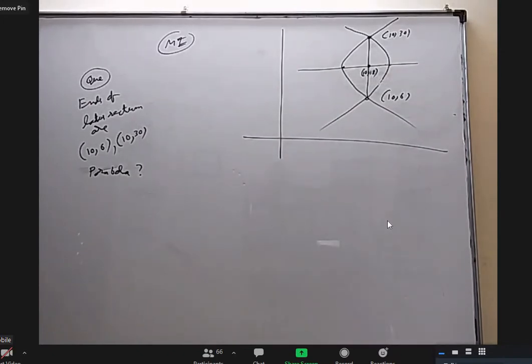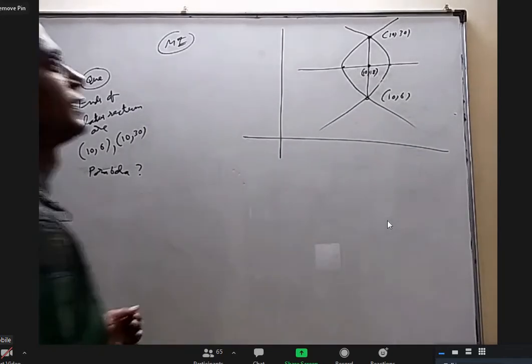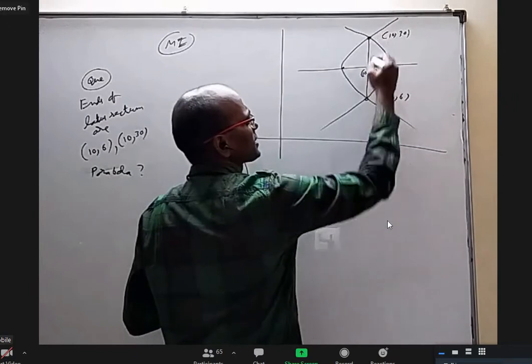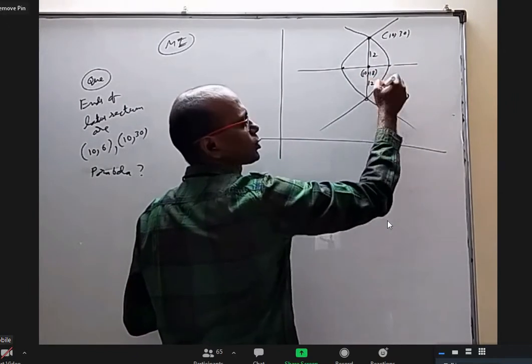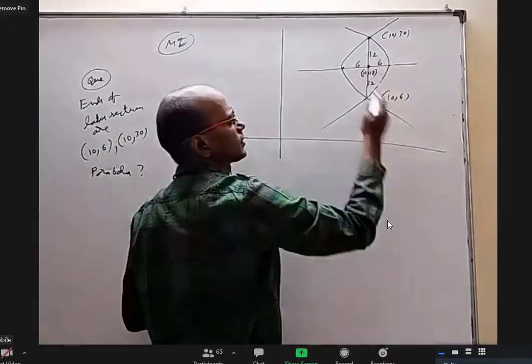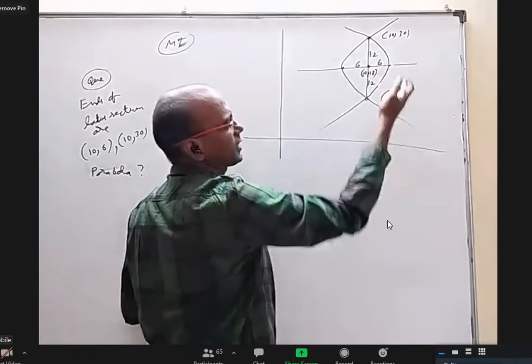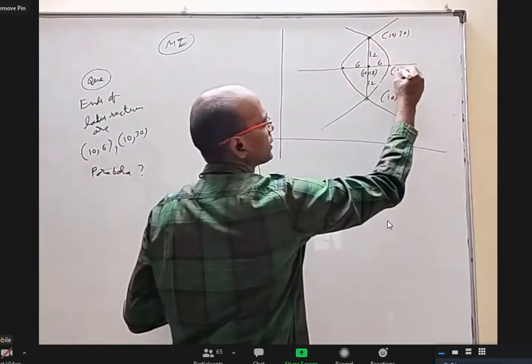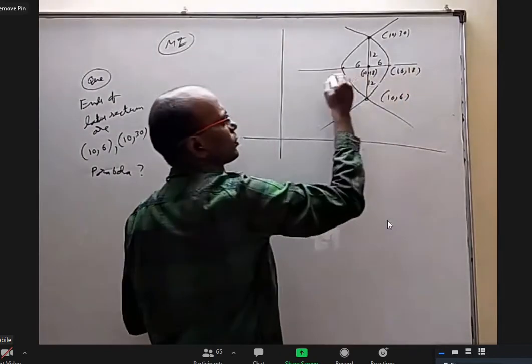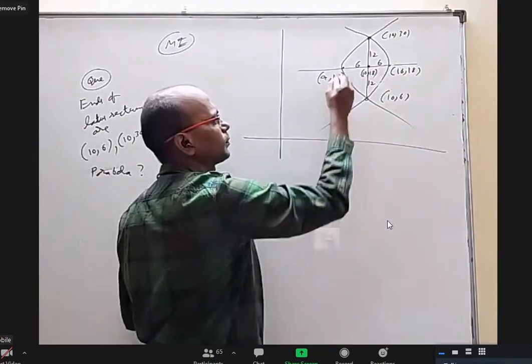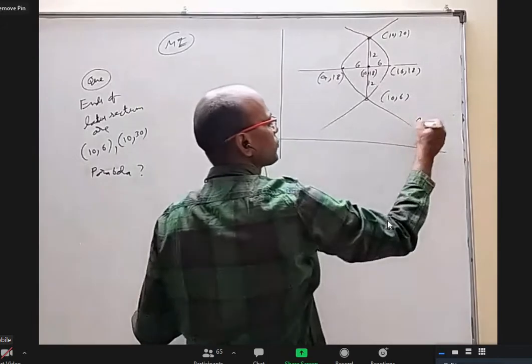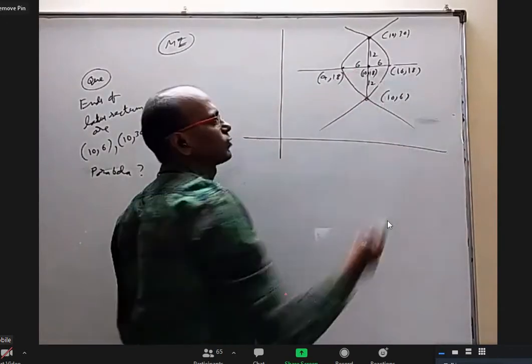Sir, how did you get two parabolas, sir? How did we get two parabolas? Anyway, this distance is 6 here, 6 here. That is a. So a value is 6 here, 6 here. From focus, the vertex can be this side or this side. If you go 6 forward, it will be (16, 18). If you go 6 backward, (4, 18). And 4a is 24, no doubt. The length of latus rectum is 24.